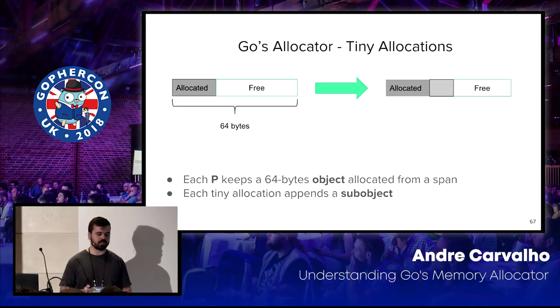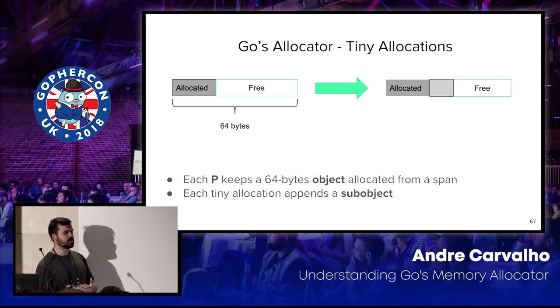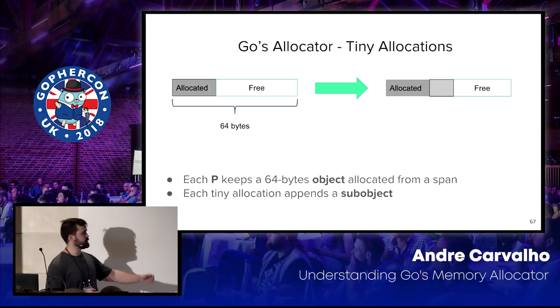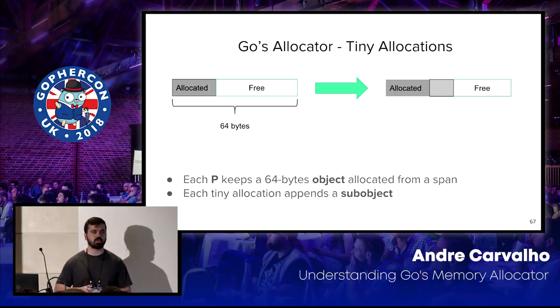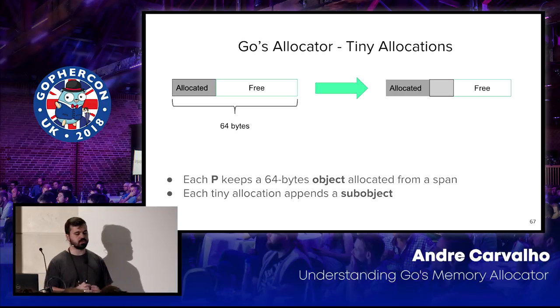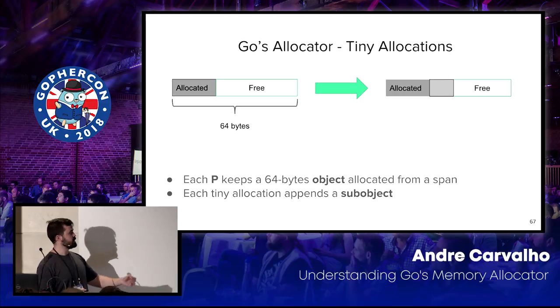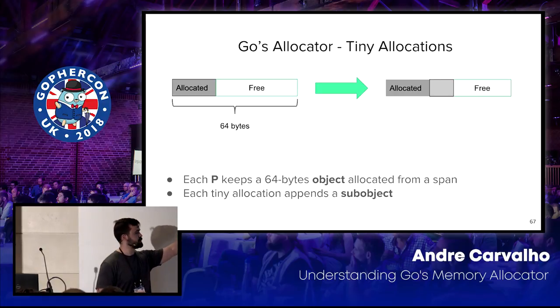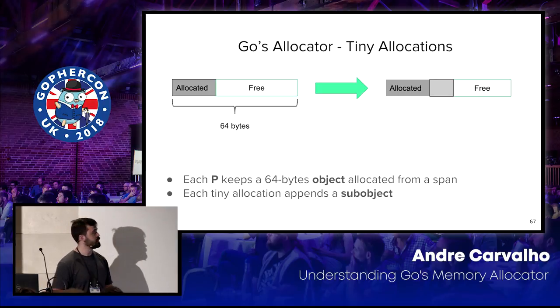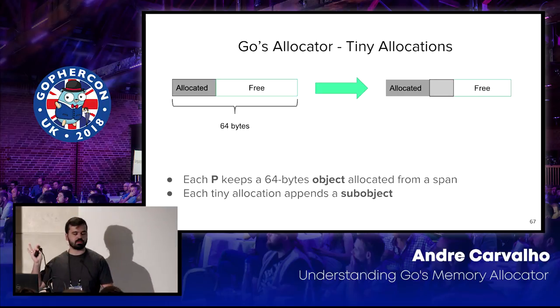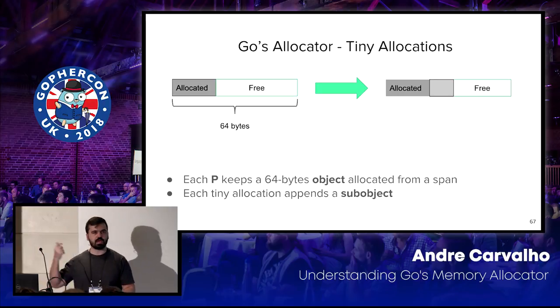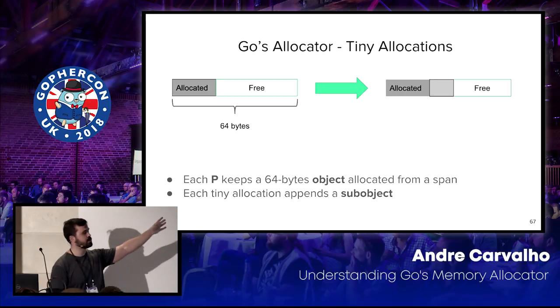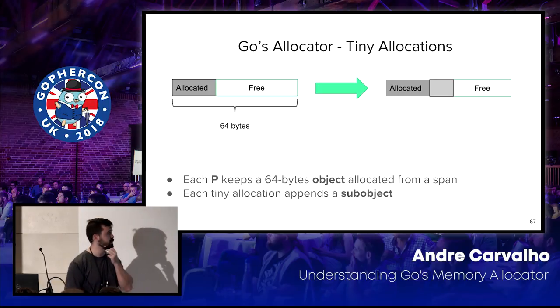For tiny allocations, each P, which is the logical processor, keeps a 64 byte object that was allocated from a span. So this is an object and not a span. And each tiny allocation simply appends the sub-object that's being allocated to the end of this larger object. So it looks like how the stack allocation that I mentioned at the beginning works. You just keep appending into an array.